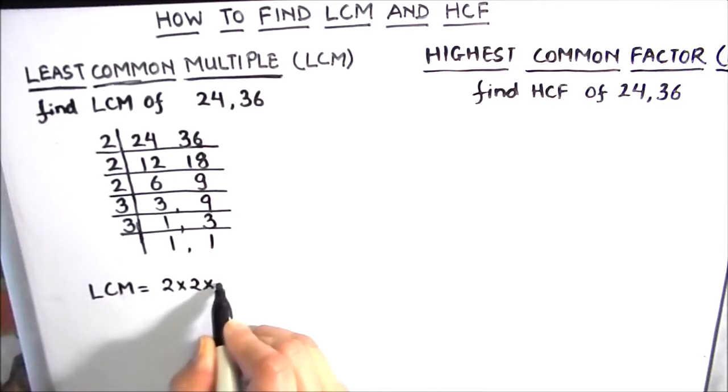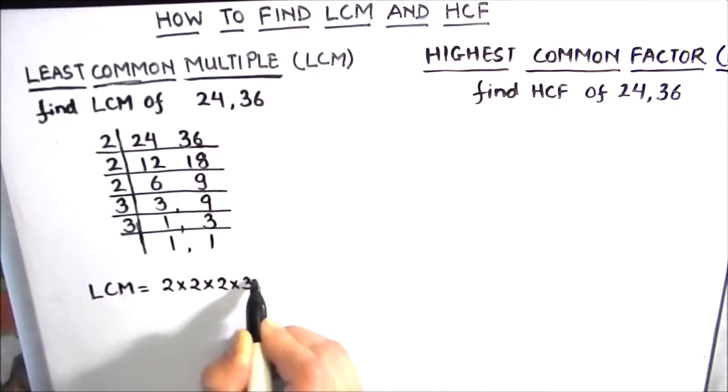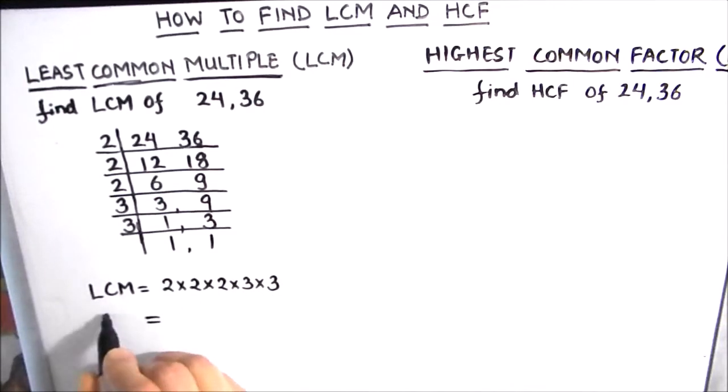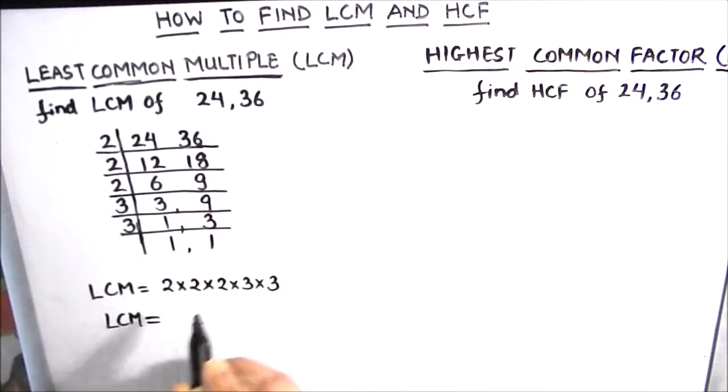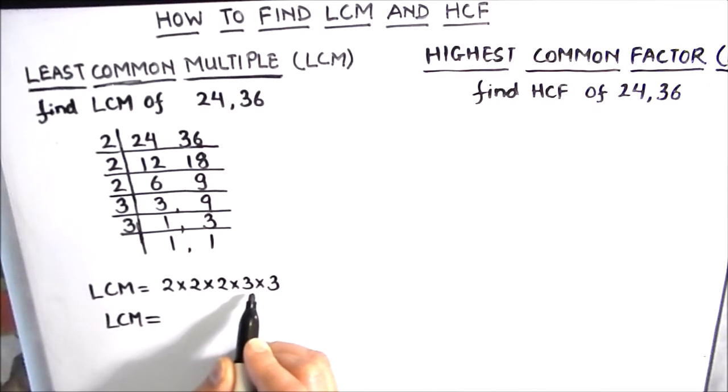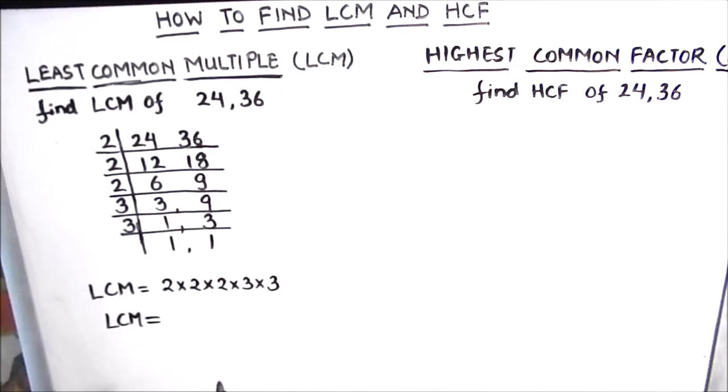2 times 2 times 2 times 3 times 3 will be the LCM of 24 and 36. So 2 times 2 is 4. 4 times 2 is 8. 8 times 3 is 24 and 24 times 3 is 72. So the LCM of 24 and 36 is 72. 72 is the number which is the least common multiple of the two numbers.